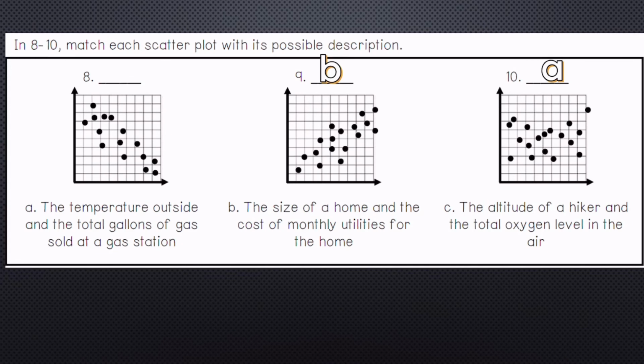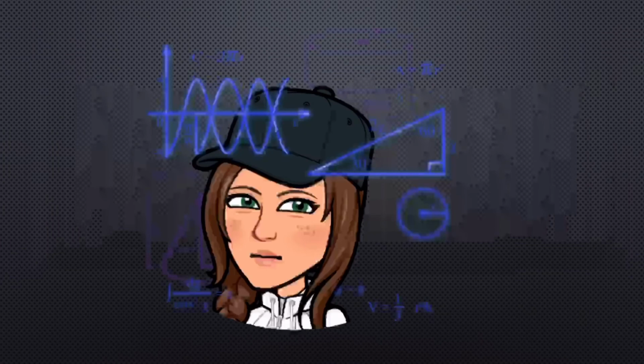The altitude of a hiker and the total oxygen. Well, you got to think of real world. As you climb and you get higher, your oxygen levels get smaller. That's why in an airplane, they have those oxygen masks. If they ever lose pressure, you feel like you can't breathe. So that would have a negative correlation, and that is C. Okay, so you got to remember the trends. You got to know what it's looking like, and then we will build on this tomorrow.